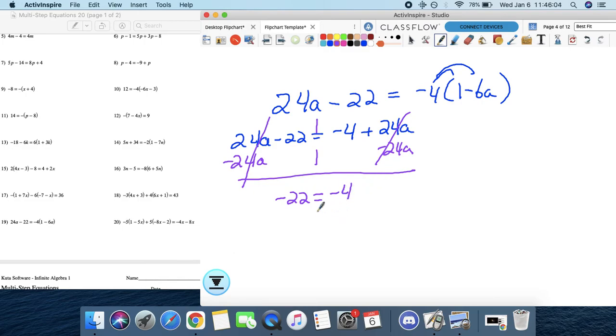Remember, we talked about this a little bit in class. We have a situation where -22 equals -4. That will never happen. It's never true. So this is an equation where there's no value of a that you can plug in here to make this equation true, because -22 will never equal -4. So this one you don't even have to check. There is no solution to this problem.